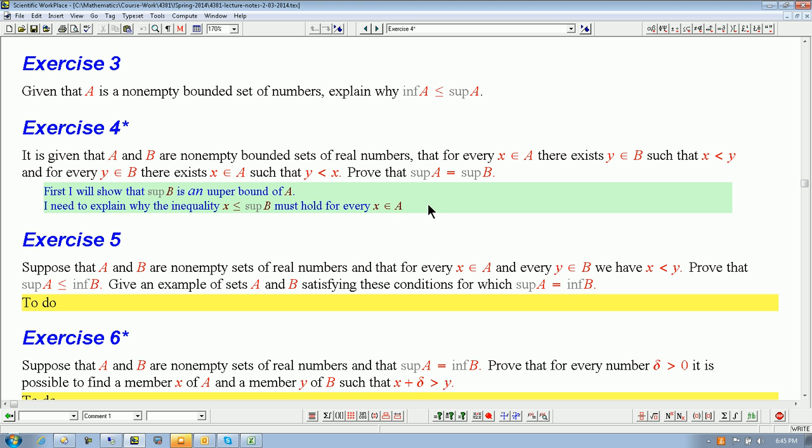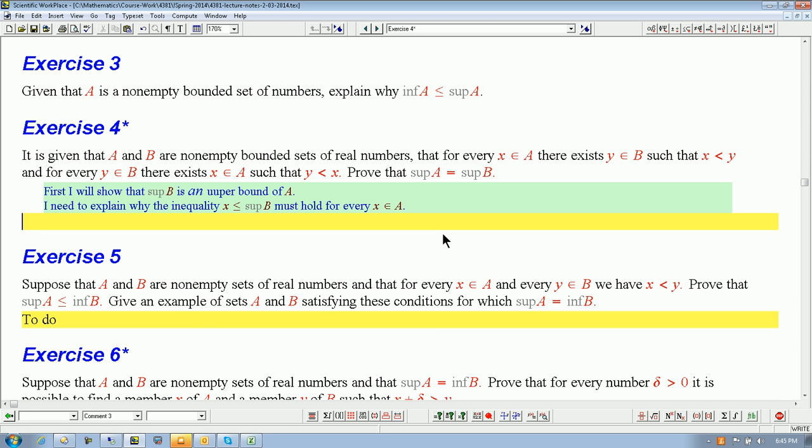All right. So, okay, I need to explain why this inequality must hold for every x in A. I'm ready to begin. How do you prove that something happens for every x in A? Suppose what? Suppose, you want to prove that something happens for every x in A. Suppose that x belongs to A.